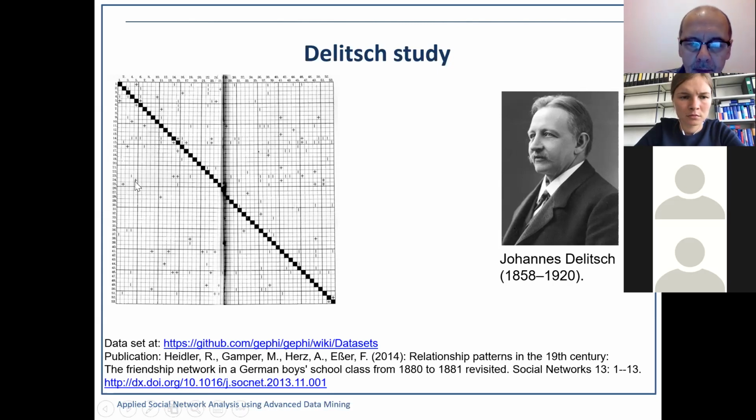There is a plus or minus or some marks in each cell describing the relation between those boys. I don't know exactly what it means, and I don't want to go into detail, I just want to mention some historical remarks, that this one is considered one of the first formal studies of social network analysis. Okay, 1880, 1881.